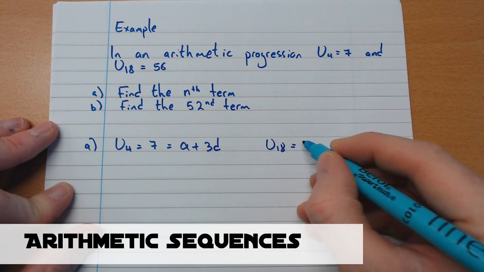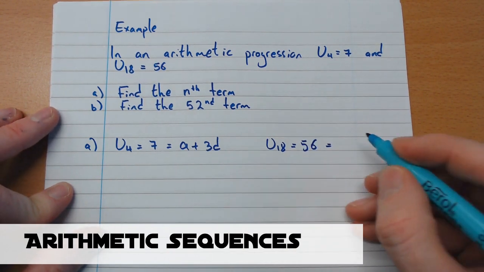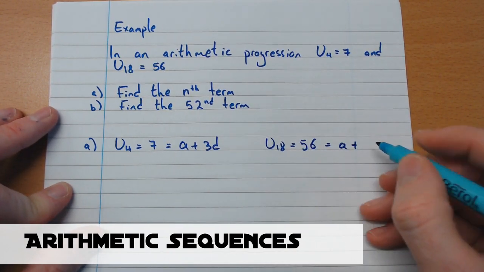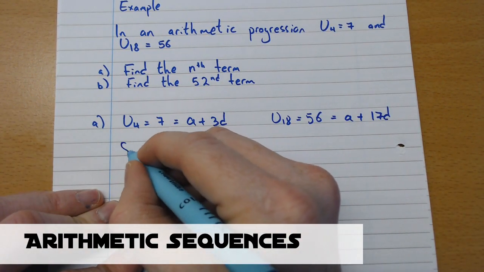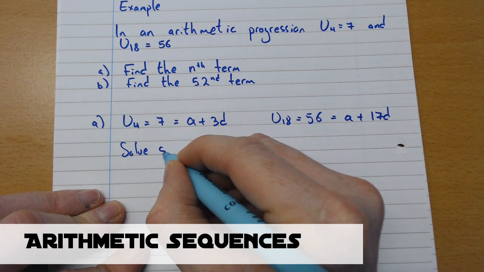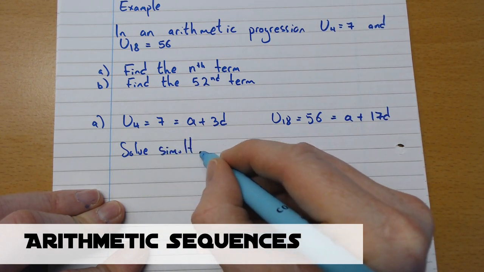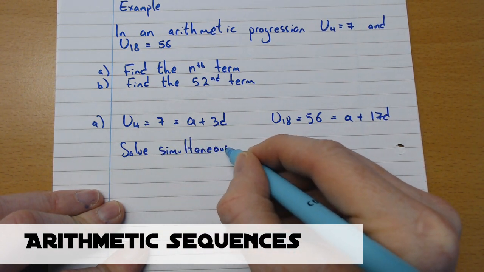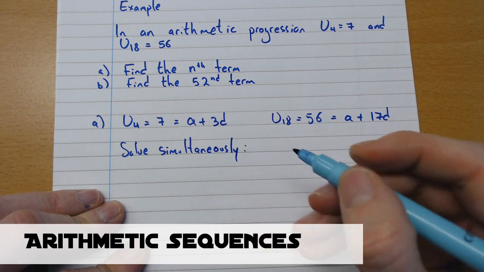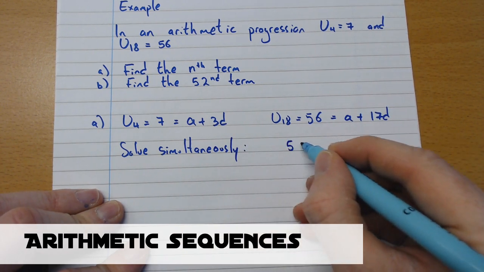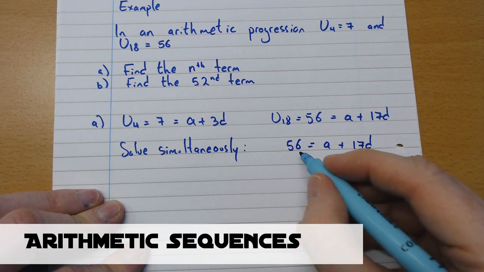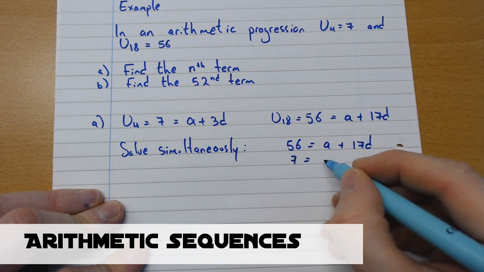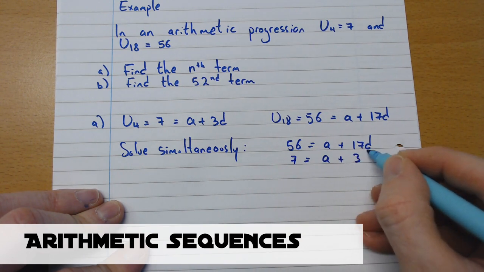So our 4th term is a plus 3 amount of Ds. Our 18th term is a plus 17 amount of Ds. So 7 equals a plus 3D and 56 equals a plus 17D. As before, I'm going to solve these simultaneously. So write the biggest one on top and the smallest one underneath. So on top we have 56 equals a plus 17D. Underneath that we have 7 equals a plus 3D.